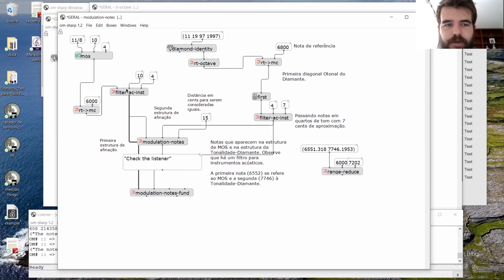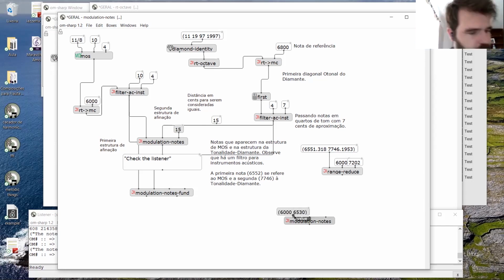So in the first inlet, you have the first tuning system, then the second tuning system. Here we have the third inlet. It sets how many cents of difference between two notes the object will still consider equal. So here I put some examples. Let me copy that. For example, this note on C4 plus 5 cents, and a C4 plus 9 cents.